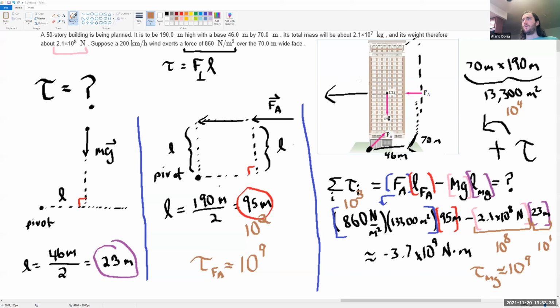So what is there left now to do for this question? Well, is to analyze the answer, right? So we got a negative answer, and we said if the answer was negative, the building would not topple over, because the torque due to mg was larger than the torque due to FA. So the wind isn't blowing hard enough to knock the building over, so does not topple.